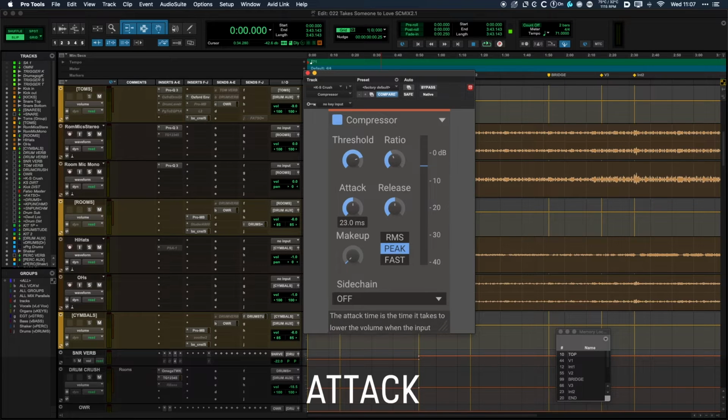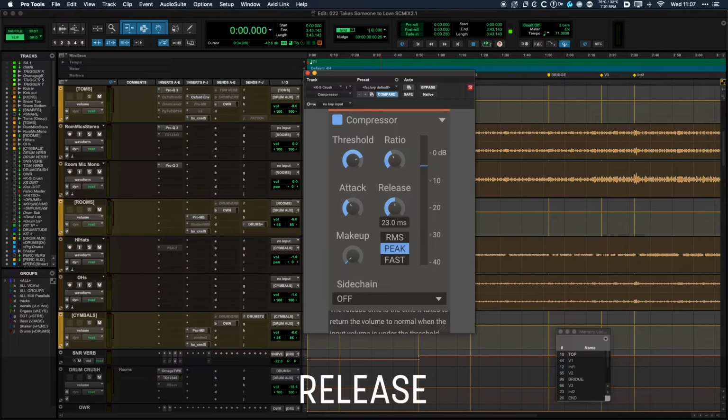Then we've got attack. Now this determines how quickly or slowly the compressor reacts to the incoming signal, making the vocals sound either smoother or edgier. The release determines how fast the compressor is allowed to return the audio back to its normal level, shaping the ends of words, phrases or breaths.